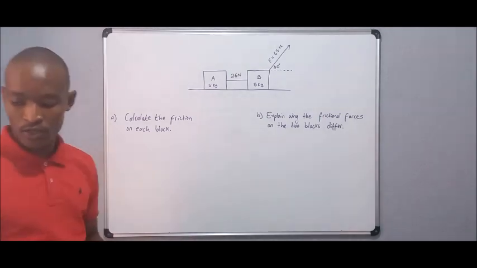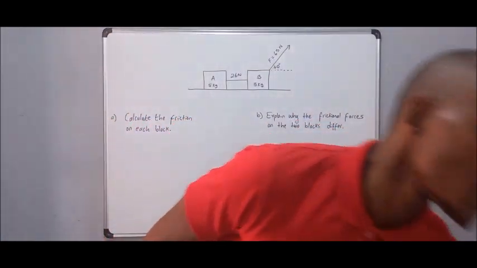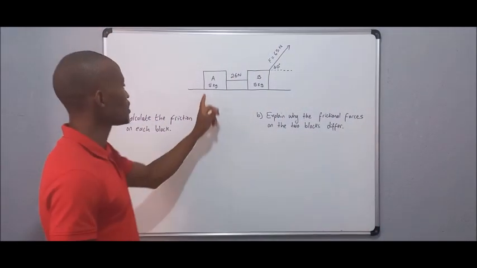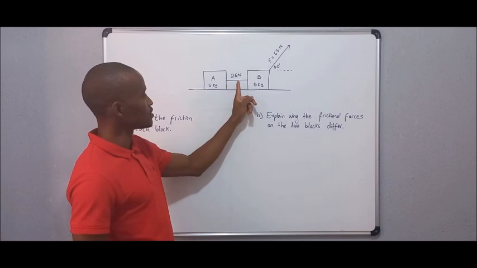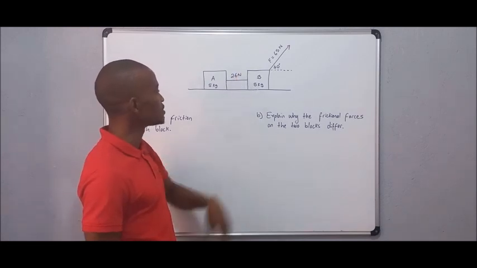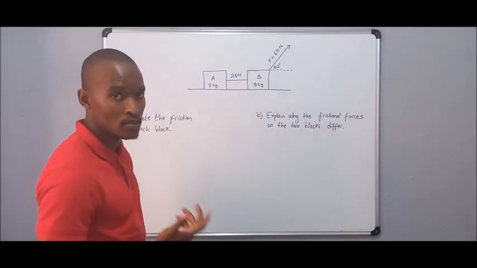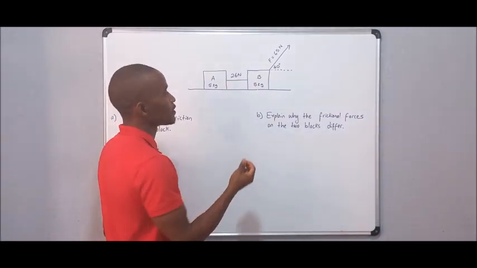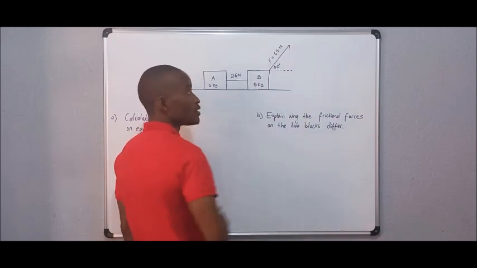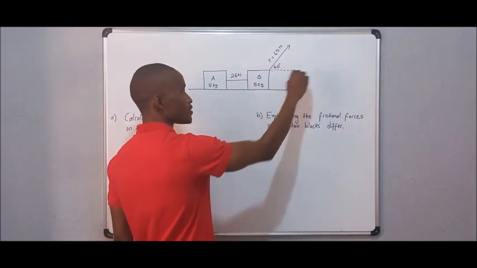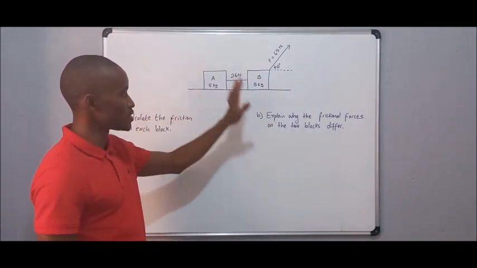There are two questions that we need to answer here, and to answer them successfully, we need to understand what's going on. Here are two blocks, A and B, connected by a string, and the tension here is 26 newtons throughout the string itself. The mass of the two blocks is 5 kg. We are told that they're identical blocks. There's a force acting on block B of 65 newtons at 40 degrees relative to the horizontal. That is the diagram itself.